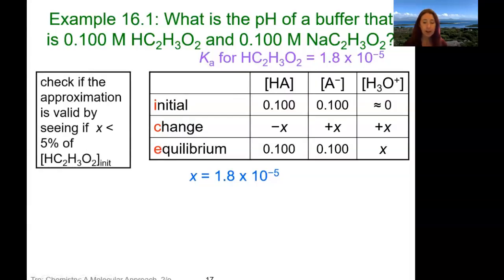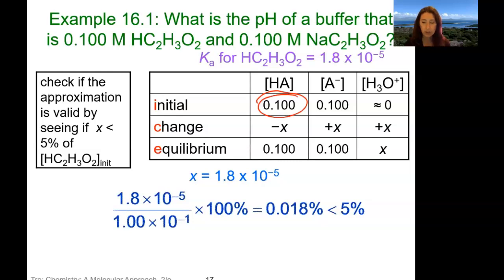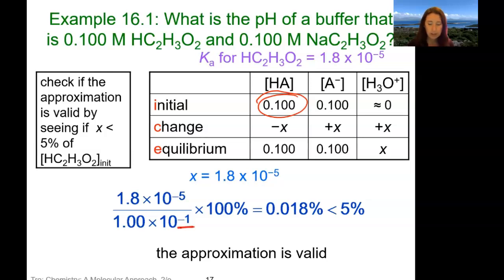Okay, so we check our "X is small" just like we did with our weak acids and just like we did with our weak bases. We put it over our original concentration and it needs to be less than 5%. And again, we decided this would work because the difference between these is 10 to the 4, right? The difference between this number and this number is 10 to the 4. So it should indeed work.